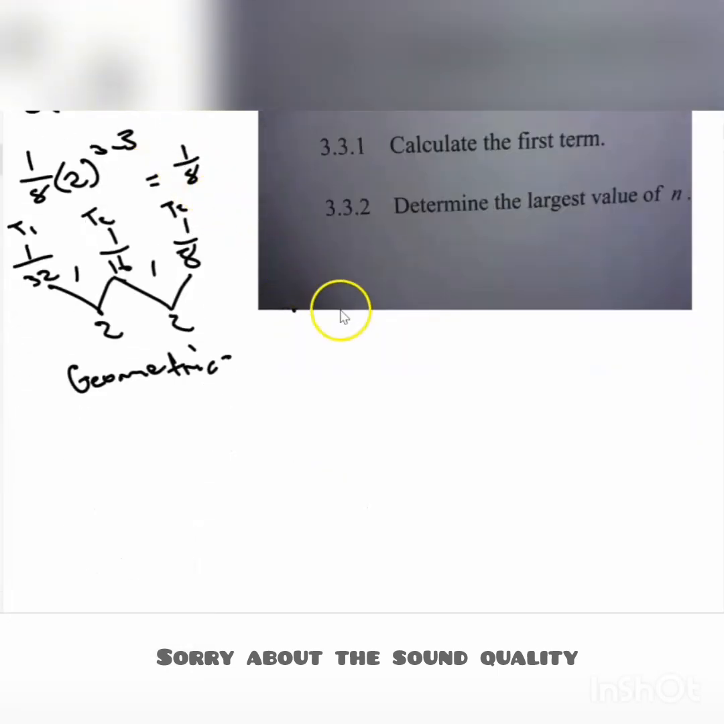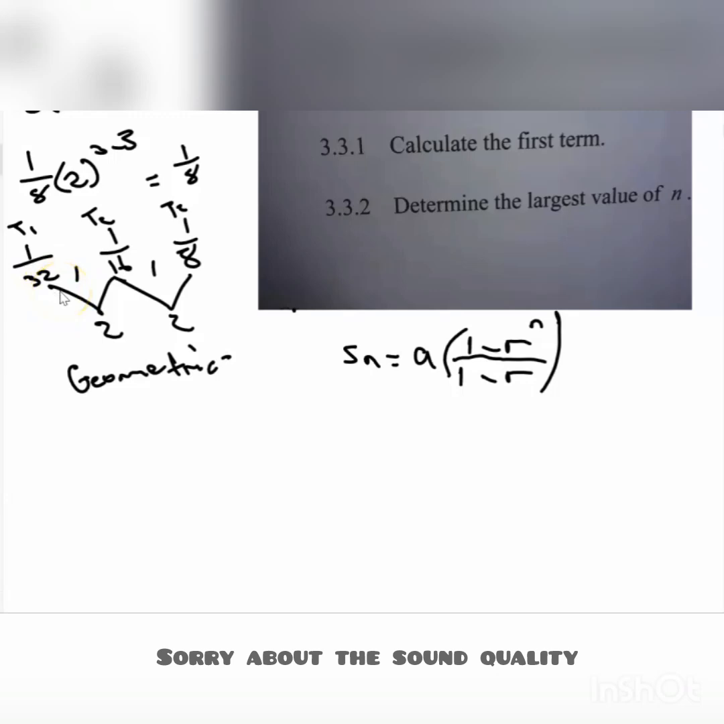Sn equals A, for the first value, (1 minus r to the power n), close bracket, and this is all over 1 minus r. So our A is for our first term. Then our first term is going to be 1 over 32.